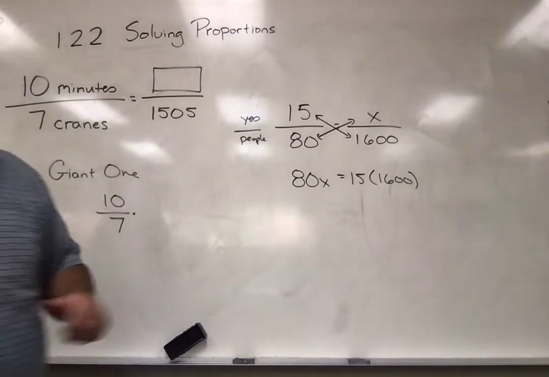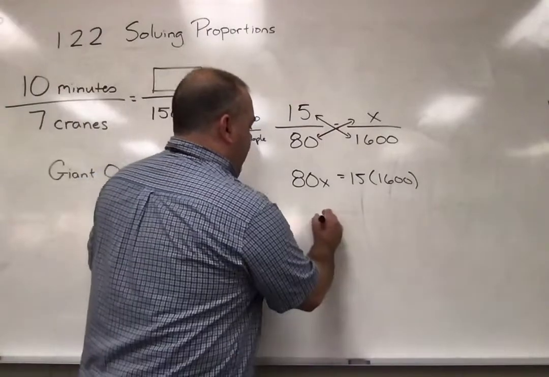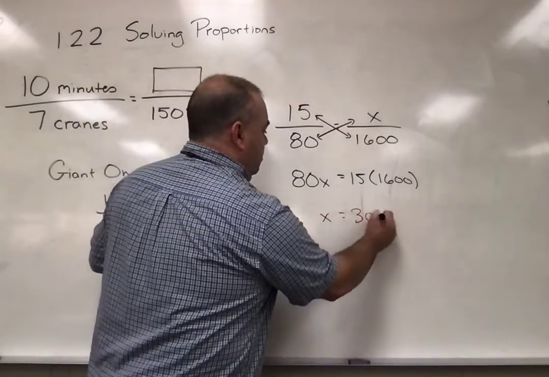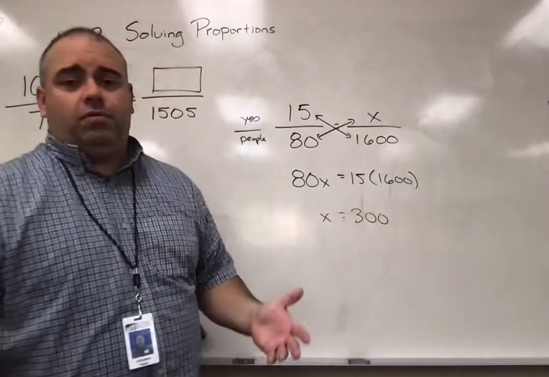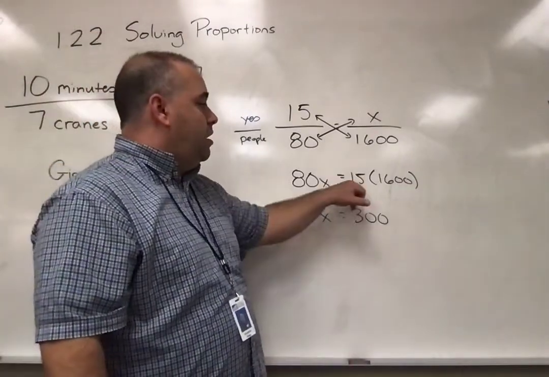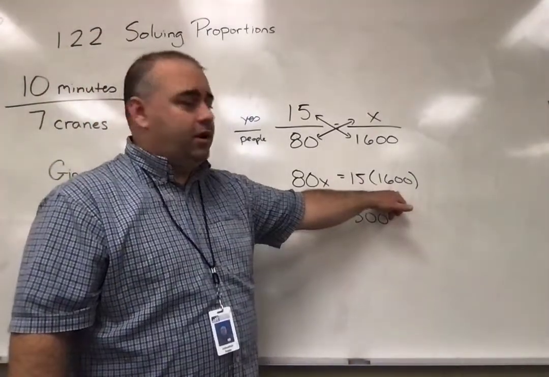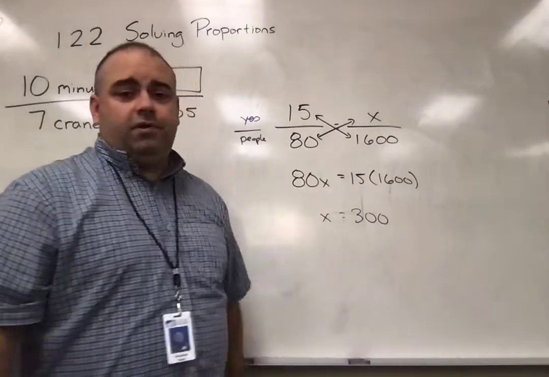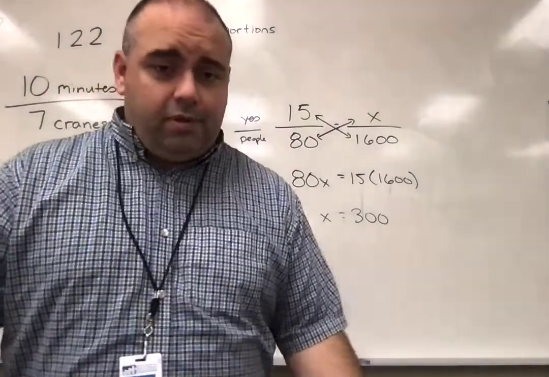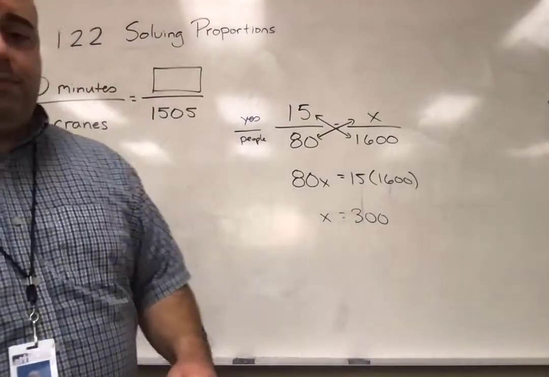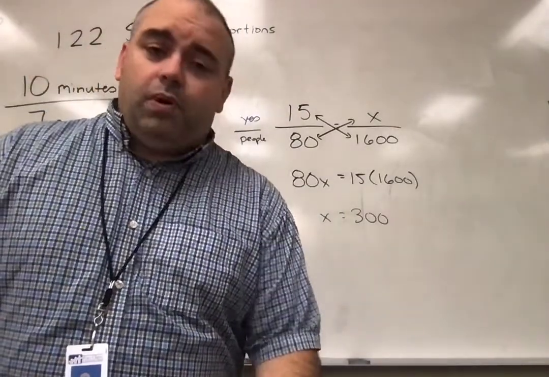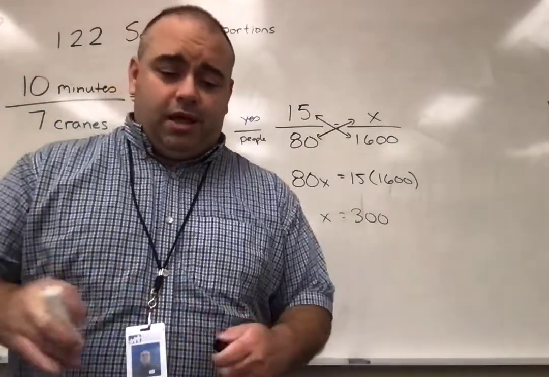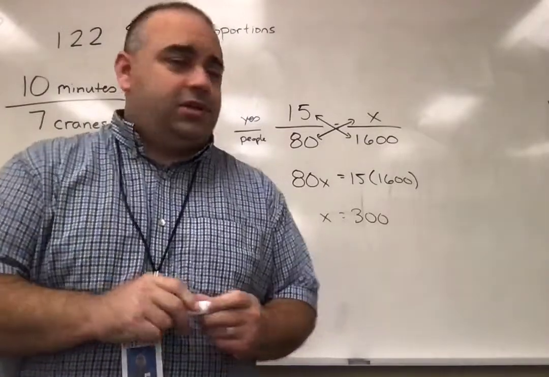We end up with X equals 300. So I skipped a step there for you, but if you have a calculator, really simple. 15 times 1,600, then divide it by 80 to get X by itself, and you end up with 300 tamales. So for the whole school, 300 people would buy the tamales and you'd be set. We'll do one more. It's kind of geometry related, and then you'll have enough proportions to get started.